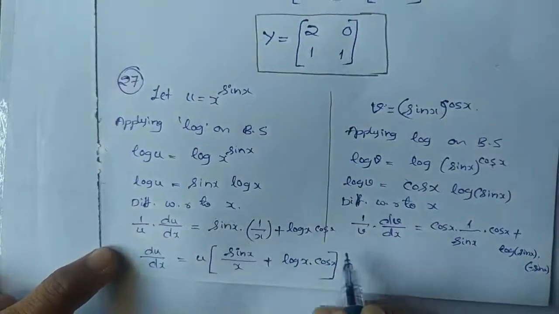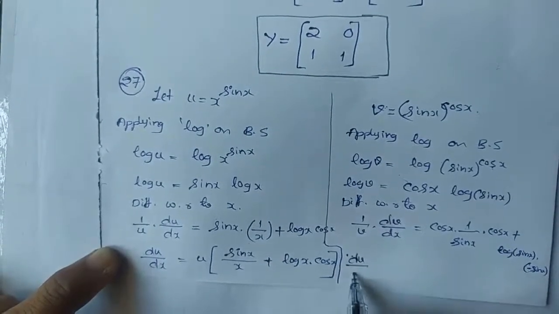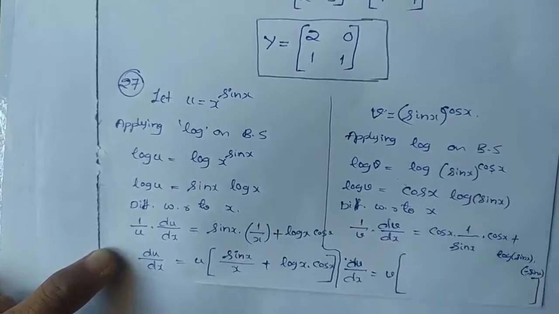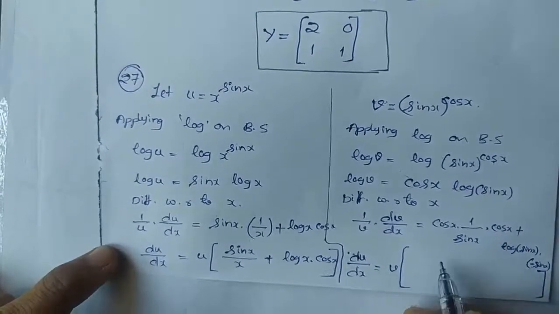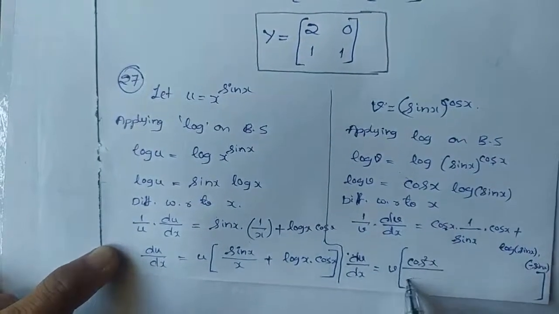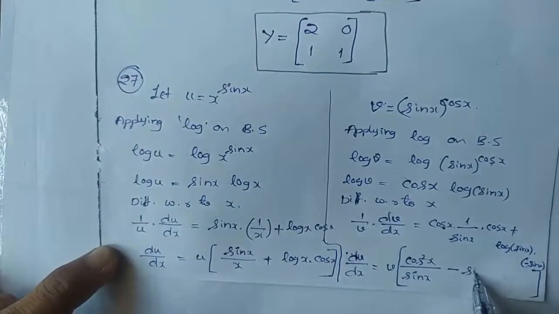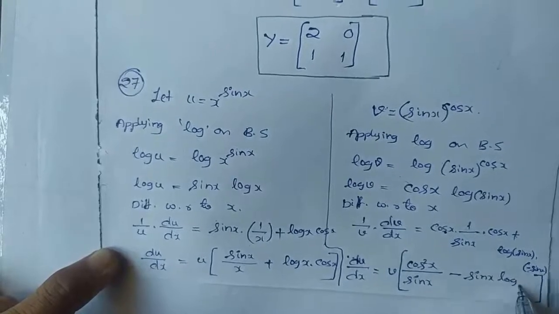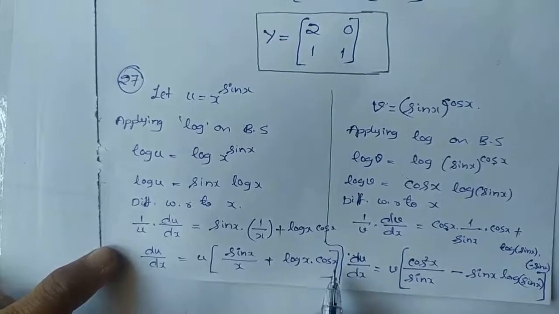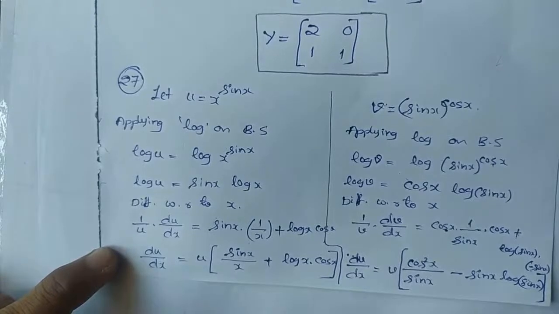If we send this v to the right, then dv by dx equals v into, do not skip the video, v into cos x is cos square x divided by sin x. Next, plus into minus is minus sin x into log of sin x. This is the differentiation of u and this is the differentiation of v. Now see the given question.